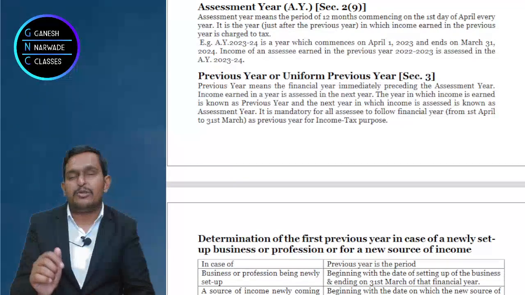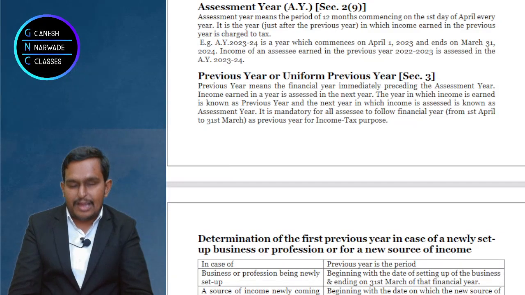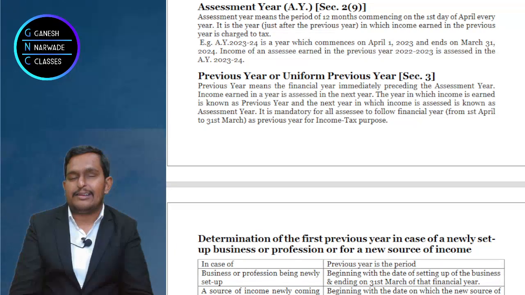Okay, let's come to the next point. Now the basics of charge section 4 is over. Now we have to understand two words, one is previous year and the second one is assessment year. Chalo, let's start with assessment year, section 2 clause 9. Now this is also very important.